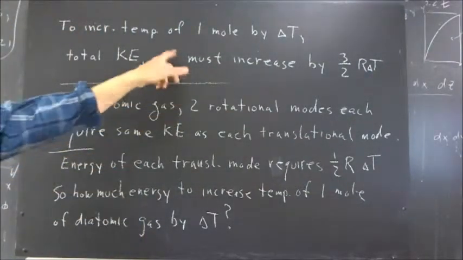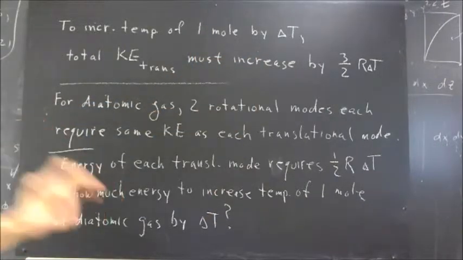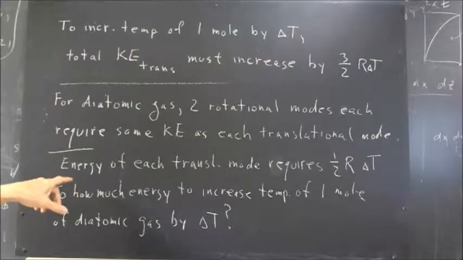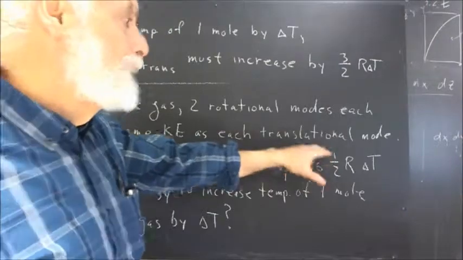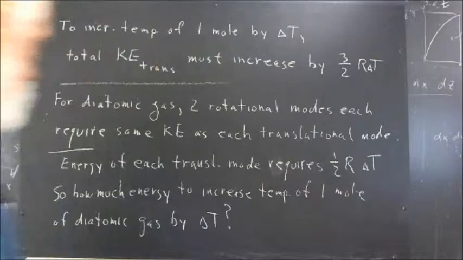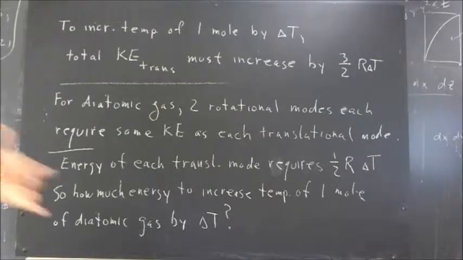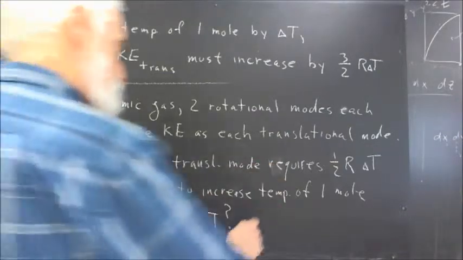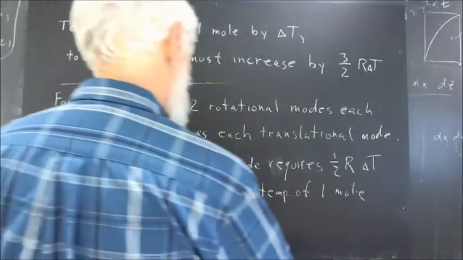Okay, so if we have three translational and two rotational modes, 1/2 R delta T change in energy for each of them, then, again, I'm just repeating what I just said. How much energy does it take to increase the temperature of 1 mole of diatomic gas by delta T? The answer clearly is, again, 1/2 R delta T for each mode, each translational and each rotational mode.